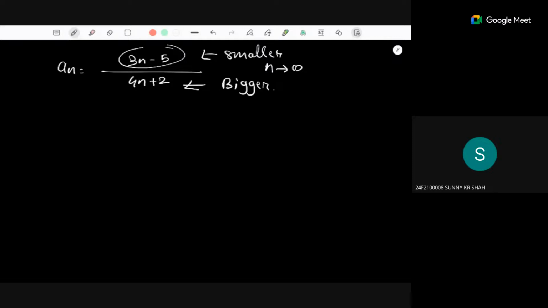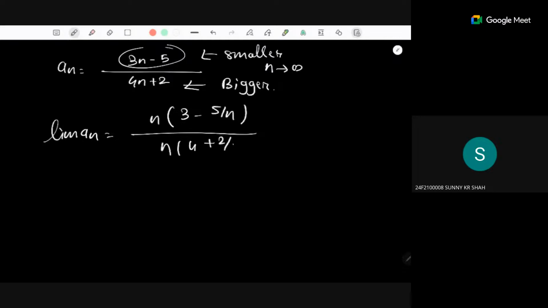And we can find out the limit of a sequence too. So here the limit finding is an easy one. The limit of e_n is nothing but (3 minus 5 by n) into (4 plus 2 by n). As n goes to infinity, this 5 by n goes to 0, 2 by n goes to 0. So we get 3 by 4. So this is the limit of e.